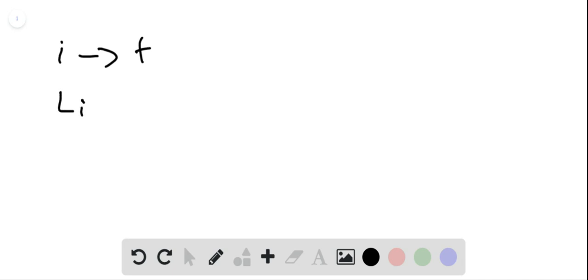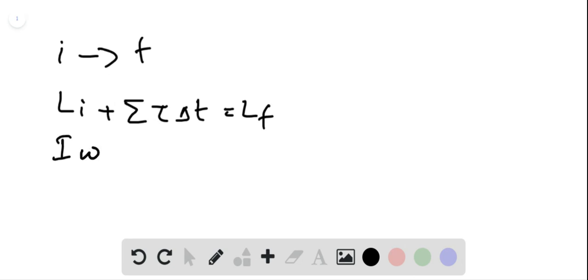We can write Li, the initial angular momentum, plus the sum of the torques over the time delta t, equal to Lf. So Li is the moment of inertia times omega, plus the torque, which is the force by Superman, so we write Fs times R times delta t, equal to the final angular momentum, which here is zero.